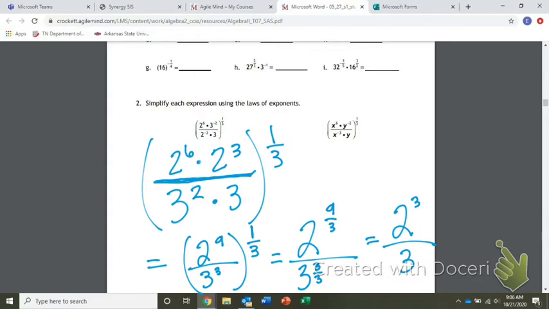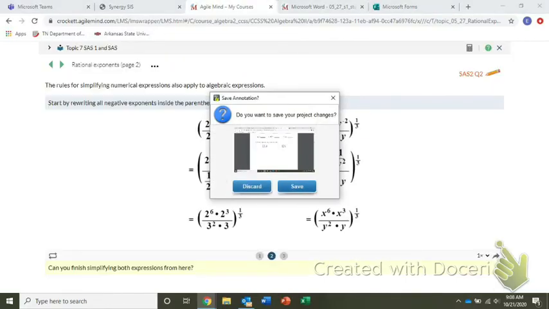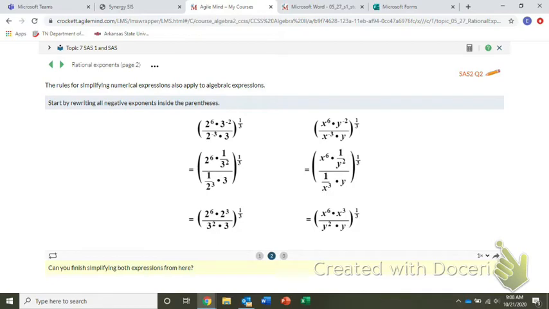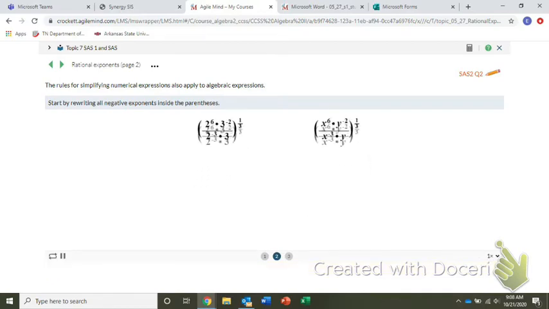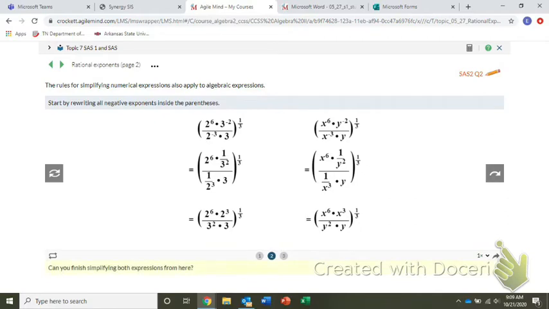Okay? Now, I'm going to let Agile Mind show you the way that they do it again. Let me click the 2 again. All right. So, what they're doing, right here, they brought their problems down. Okay? Now, watch what they do next. They swapped those. Okay? They put the negative exponents in the bottom. And look, they moved their places. So it's the exact same thing that I did. Okay?